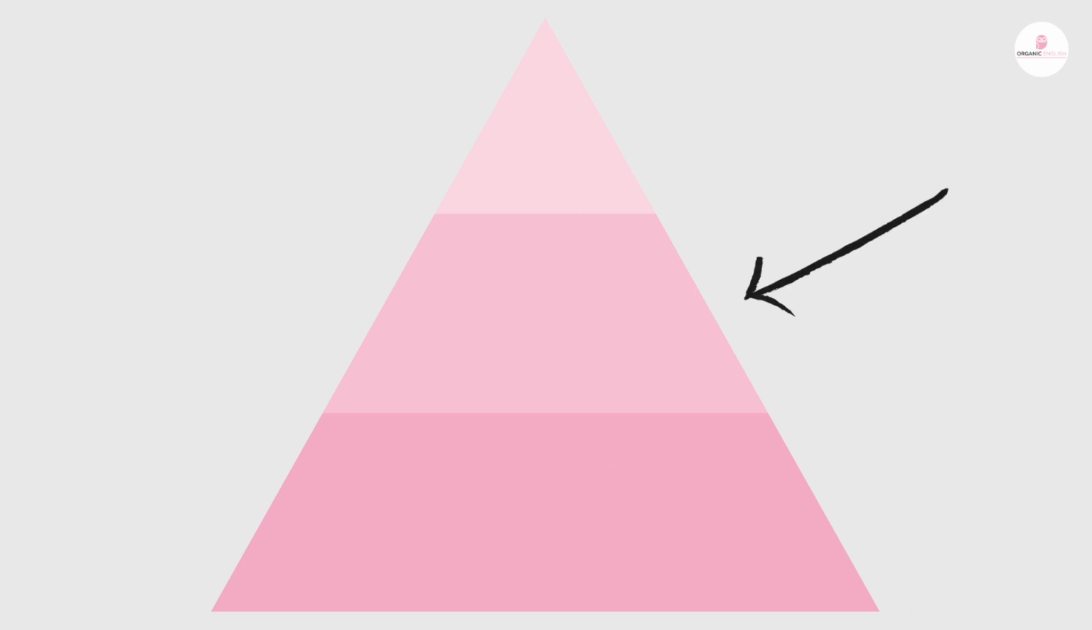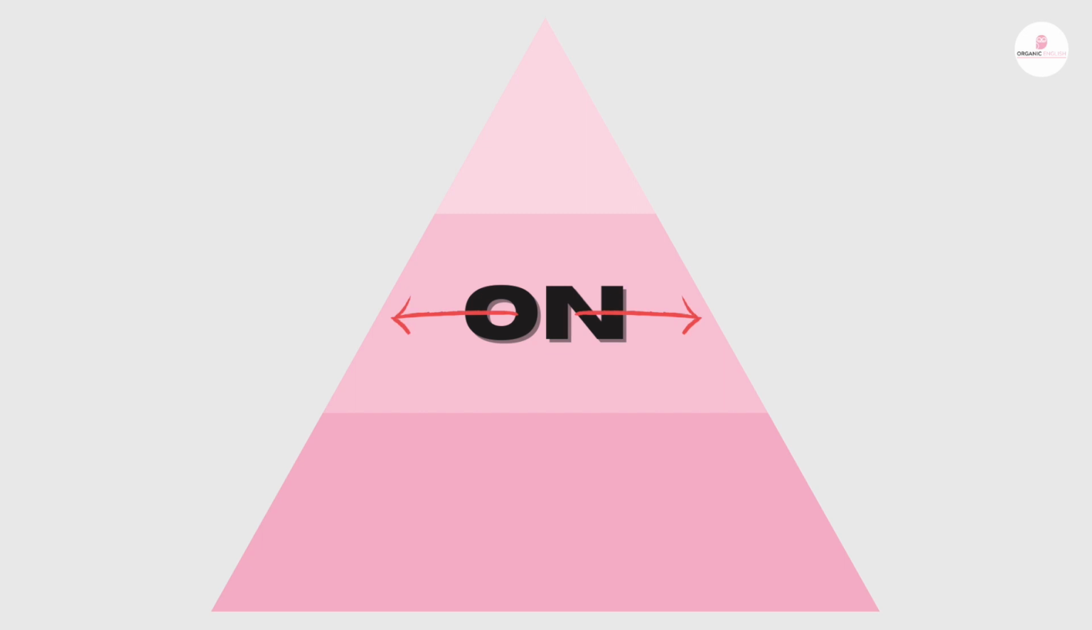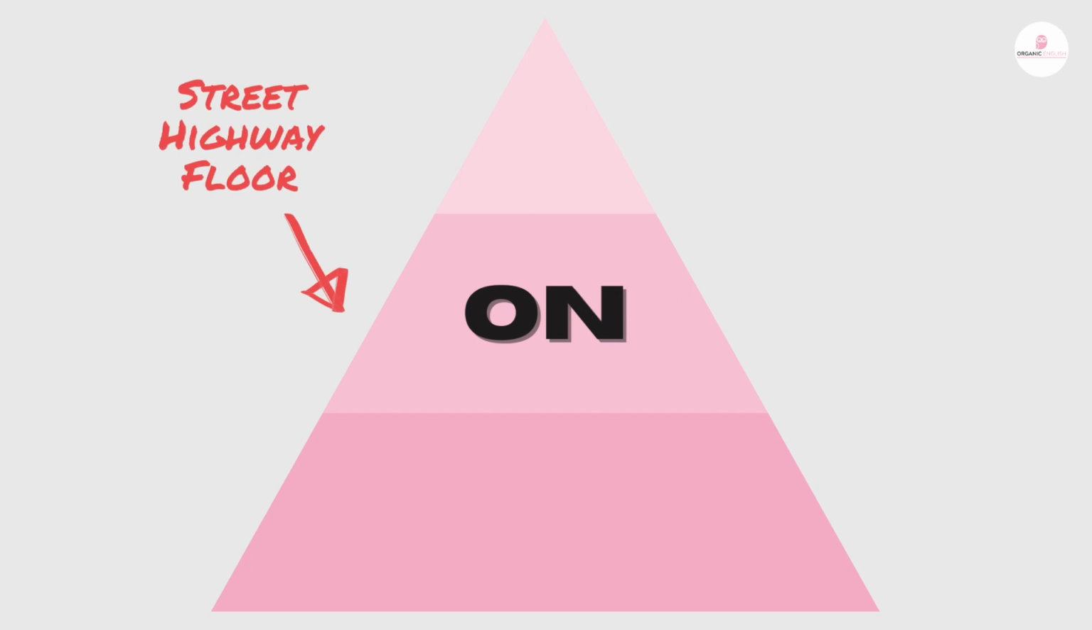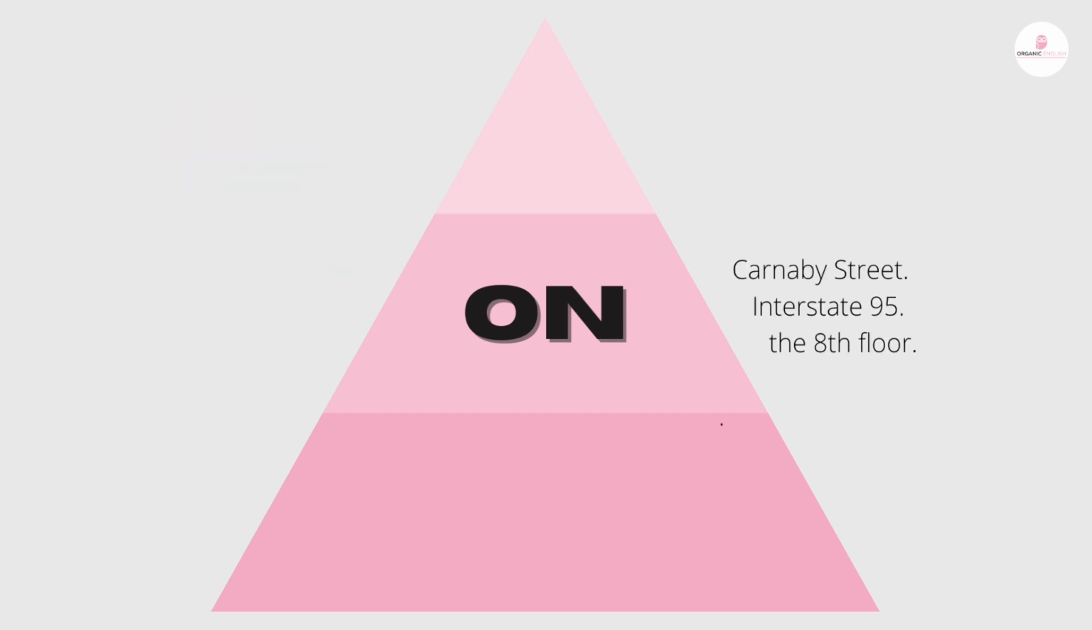In between at and in, we have on. On we use for a wider area than at, but not as wide as in. On a street, or a highway, or a floor, okay? For example, on Carnaby Street, on Interstate 95, on the 8th floor.